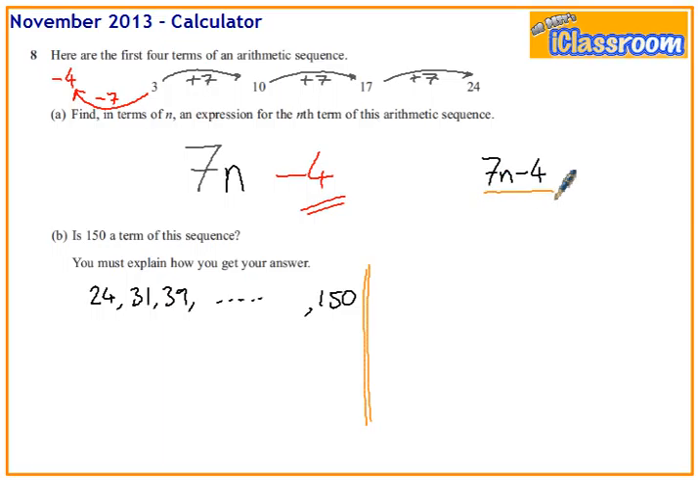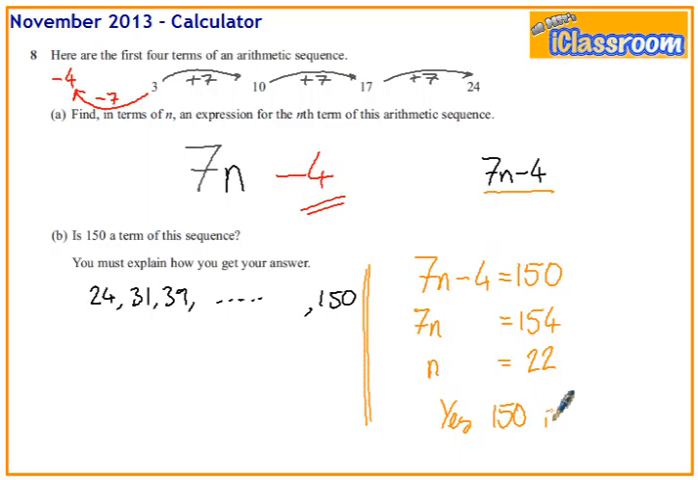Well, how about using our rule? If 7n minus 4 were equal to 150, then I would know that 7n would be equal to 154. Now dividing both sides by 7, I would find out that n is equal to 22. So I know that the 22nd term in this sequence is 150. So this is me showing and explaining that yes, 150 is in the sequence.